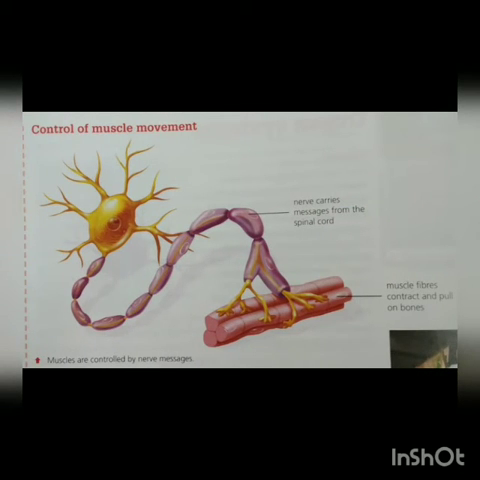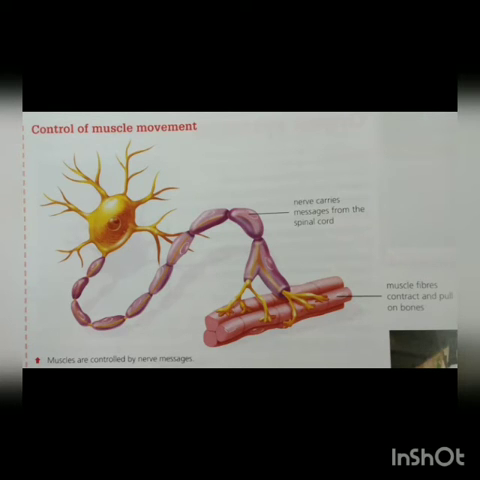Now, next point, control of muscle movement. How are muscles controlled? We all know that our body actions, everything that we do, all our sense organs, are controlled by the brain. The brain sends the message and the action is done by the desired part of the body. In the same way, muscles are also controlled by our brain.